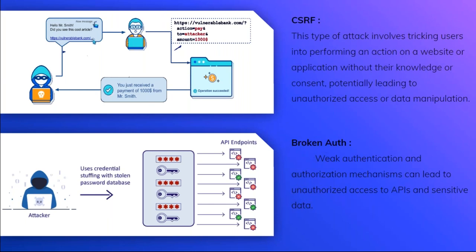There are a few consequences of CSRF. They can be severe. Attackers can perform unauthorized actions on behalf of users, potentially causing financial loss or damage to the user's reputation. This can be prevented if developers implement strong anti-CSRF mechanisms, like using CSRF tokens. This involves generating a unique token for each user session and including it in all requests. The application then verifies that the token in the request matches the token associated with the user session, ensuring that the request came from a legitimate source.